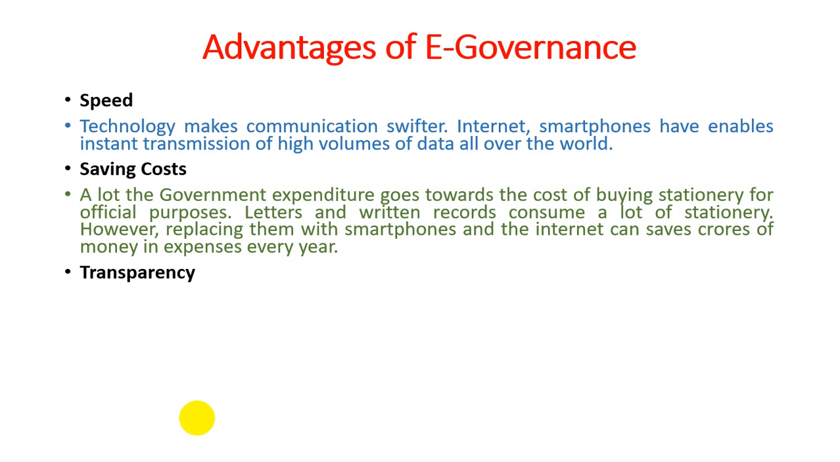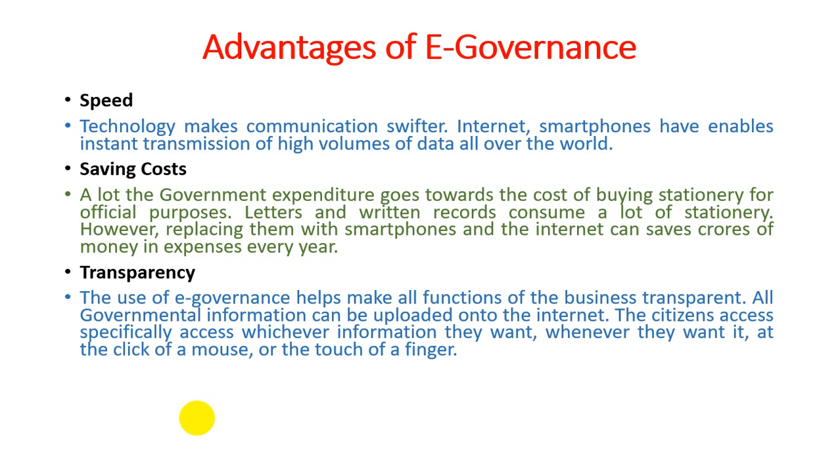Then transparency. One of the best advantages whenever we discuss e-governance is transparency. It means communication between every client and the owner will be transparent between both parties, and it should be displayed on your side as well as on the owner's side. The use of e-governance helps make all the functions of the business transparent, because everyone knows what the situation is and how it will be handled. All governmental information can be uploaded onto the internet.